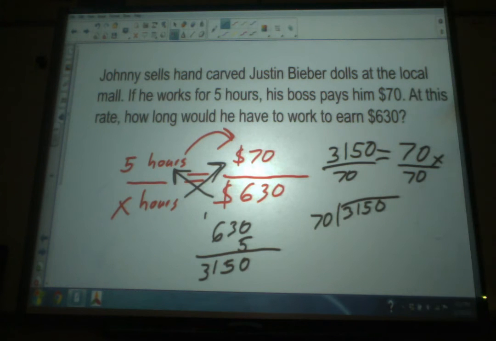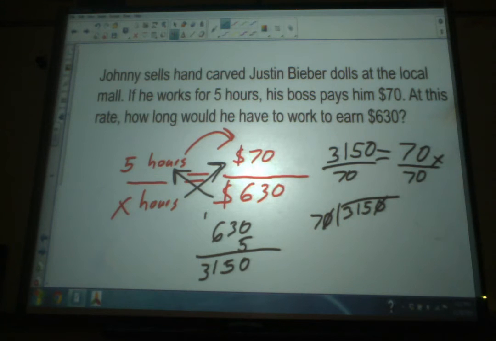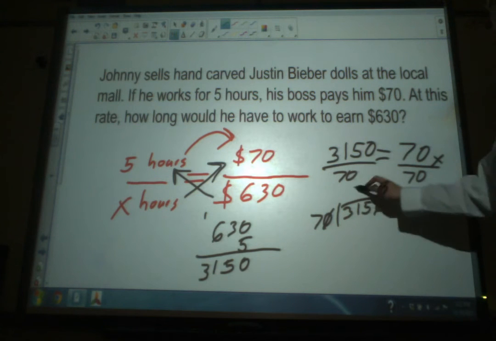Let's see what we end up with here. Okay? First of all, we've got 0 and 0, so we can cross that out. How many times does 7 go into 31? That would be 4.